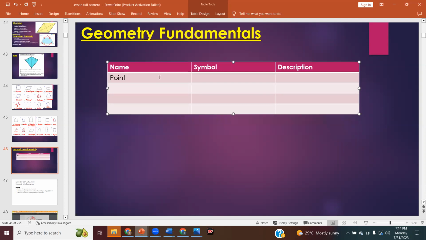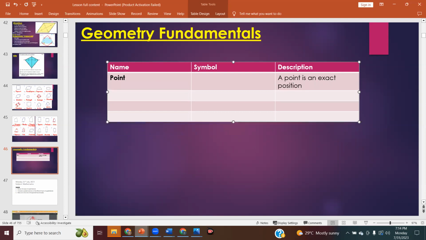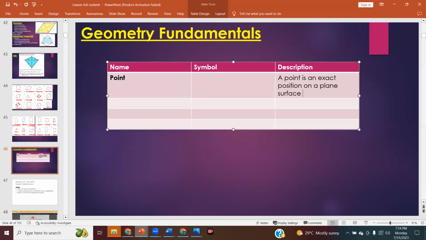Okay. So when we look at the point, a point is an exact position on a plane surface. That's what a point is. It's an exact position on a plane surface. The symbol that we use for a point is obviously a dot. Okay, everyone know that. That's the symbol for a point, a dot.